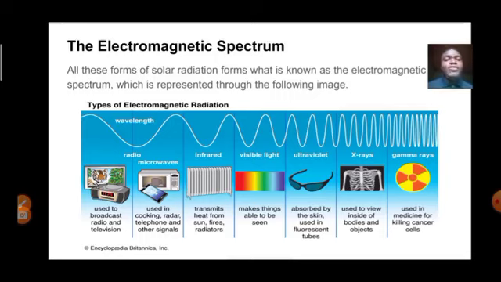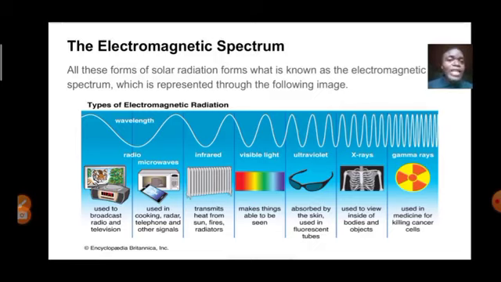Now the longest wavelength here we have as microwaves. These microwaves, what are their uses? Microwaves are used in apparatus like radio and the microwave that we use at home in cooking. We have the infrared that we mentioned earlier on. The infrared, we said, transmits heat from the sun.